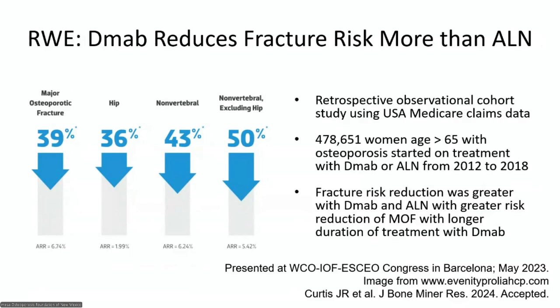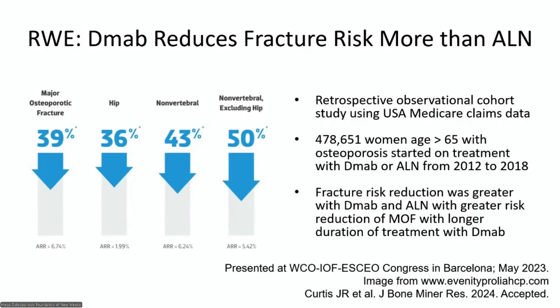These data were initially presented at the IOF meeting last year and recently published in JBMR, showing that denosumab reduces fracture risk more than alendronate. This is a retrospective cohort study of Medicare claims data in the US with almost 500,000 women on Medicare. It showed that denosumab reduced fracture risk at all of these different sites: major osteoporotic fracture, hip, non-vertebral, and non-vertebral excluding hip. So this is an observational study.